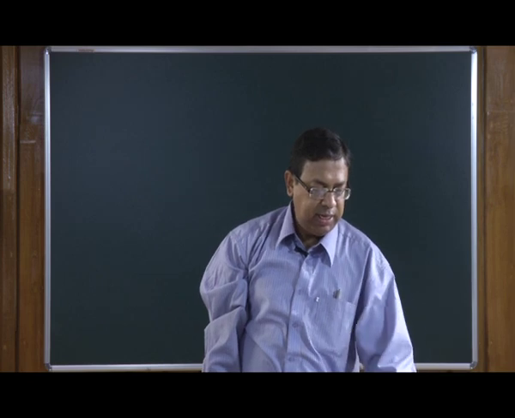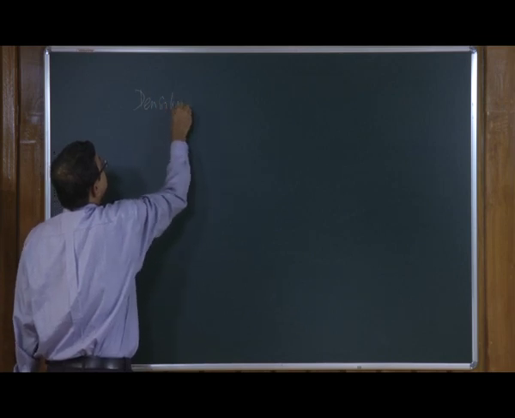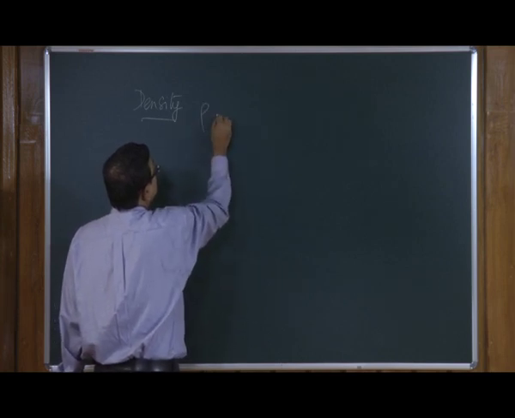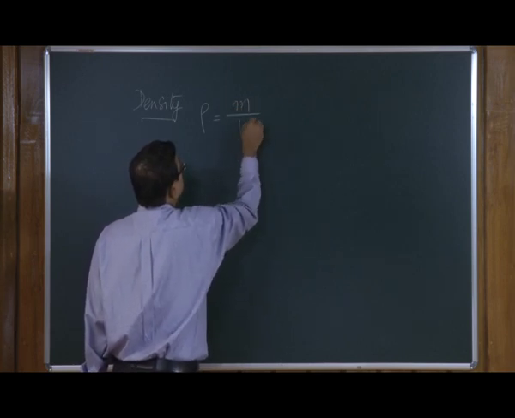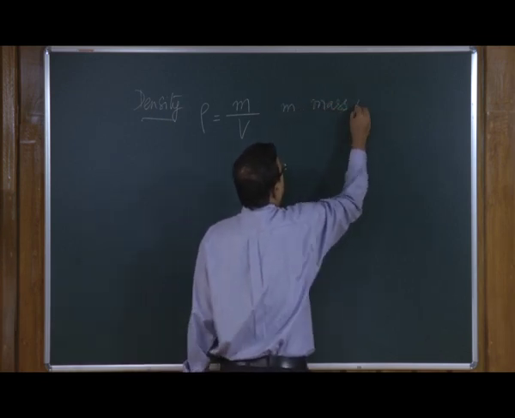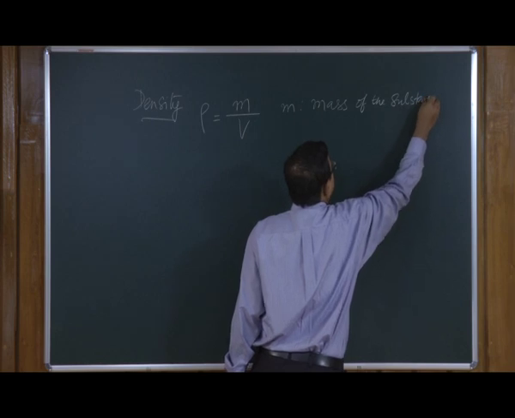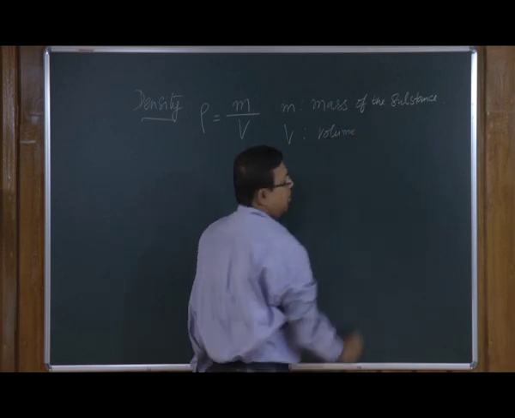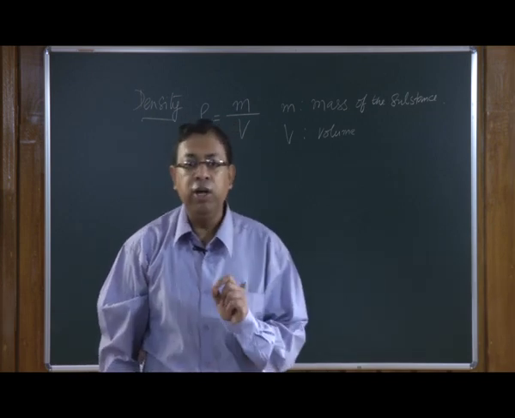So, the word density means, let us denote it by a symbol rho, which is equal to mass divided by the volume. So, m is equal to mass of the substance and V is the volume. So, density is a property of the substance.